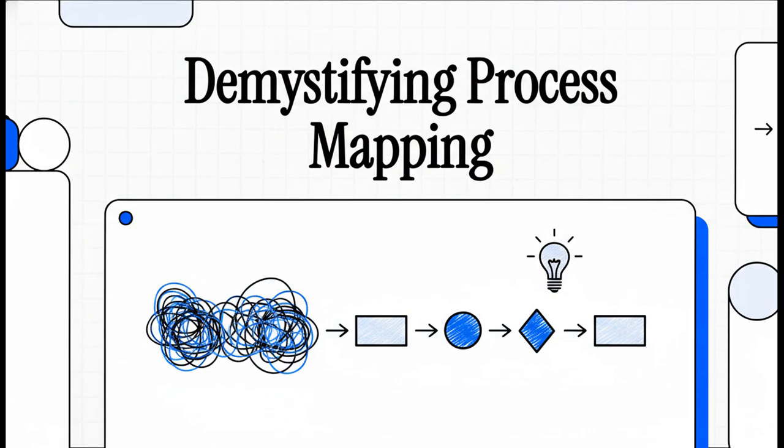Welcome to The Explainer. Today, we're going to tackle something that turns total chaos into, well, order. We're talking about process mapping. It's basically about creating a visual roadmap for how work actually gets done, not just how we think it does.